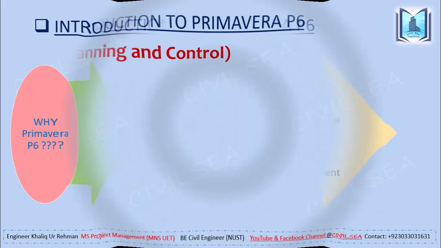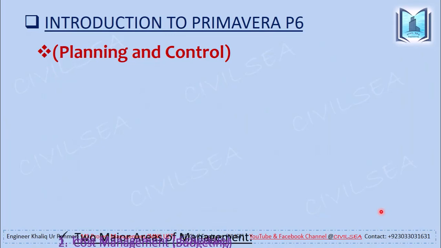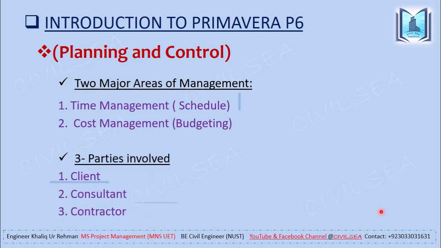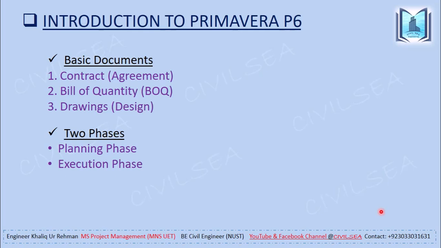Moving forward, planning and control. Two major areas of management: time management, which is schedule, and cost management, which is budgeting. Three parties involved: client, consultant and contractors. Basic documents: contract agreement, bill of quantity, drawing. Two phases involved: planning and execution.